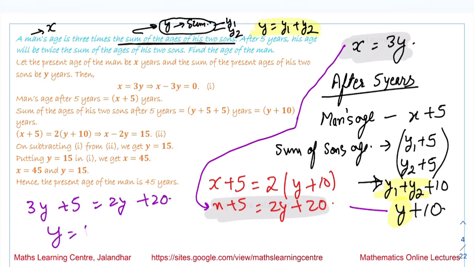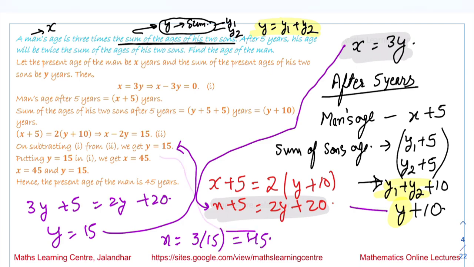So we get y is equal to 50, and the value of x we will get is 3 into 15, that is equal to 45. So what we get is that the present age of the man is 45 years. That is the value of x that is required over here.